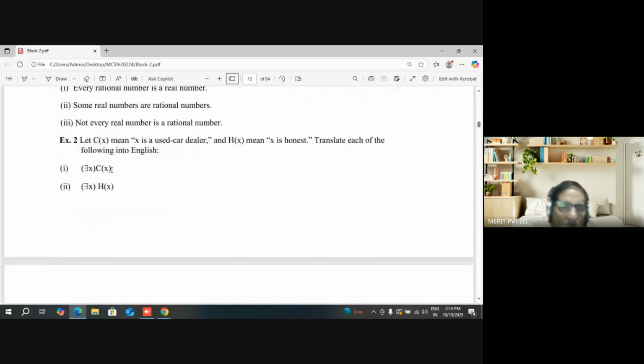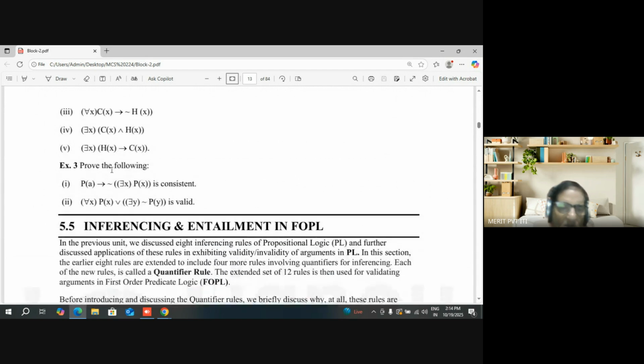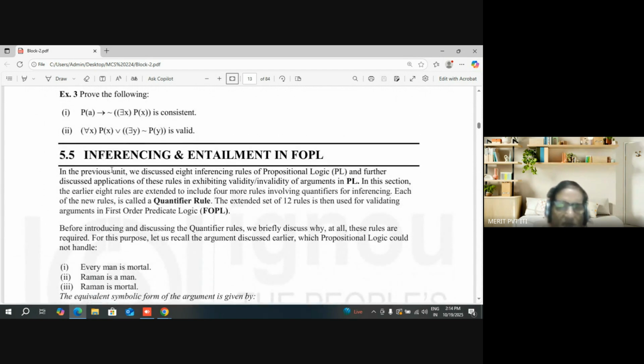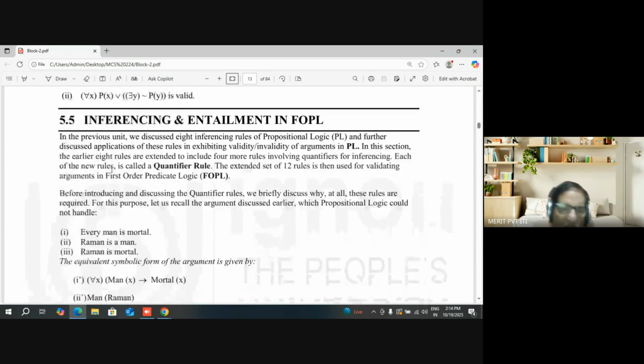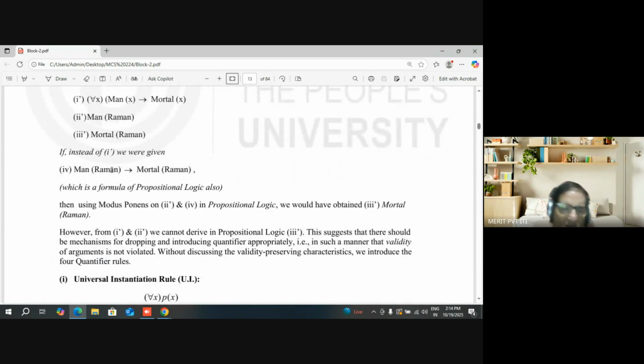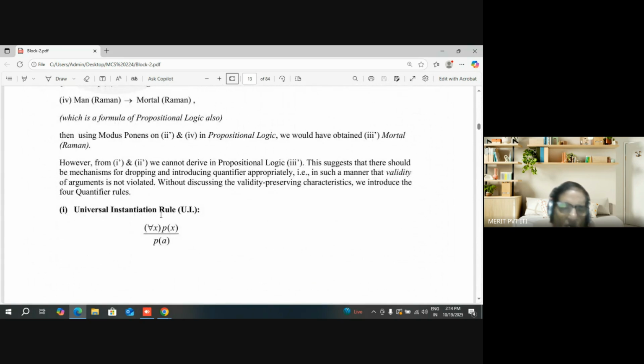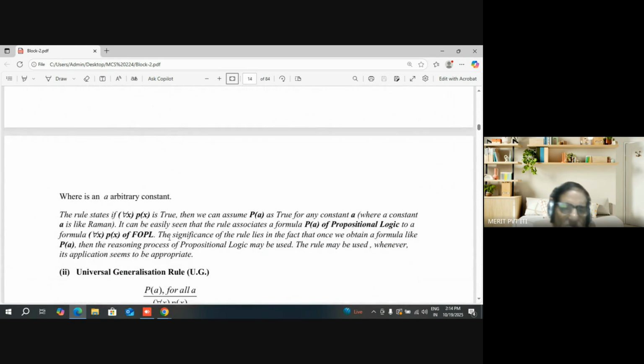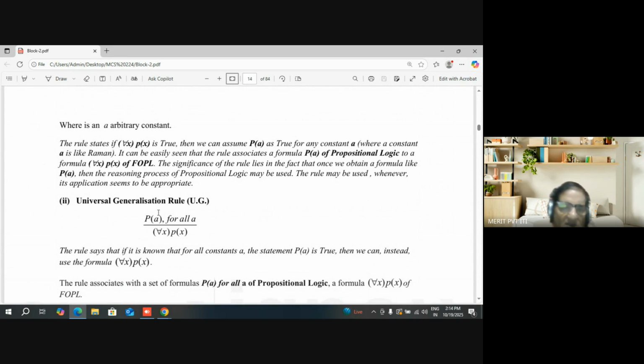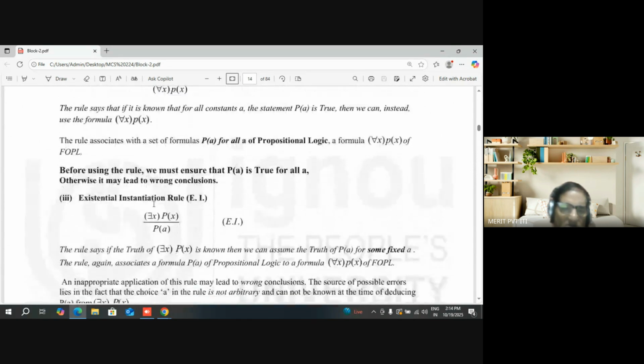These are the examples given. You can go through the examples. Inferences and entailment in FOPL. In this, you can read that. Every man is mortal, Raman is man, and all these things. These are examples. They are universal instantiation. The rule, universal instantiation: for all x P(x), therefore P(a). That's the rule. Then the universal generalization rule is P(a) for all a, therefore for all x P(x). Then the existential rule is: there exists x P(x), therefore P(a).